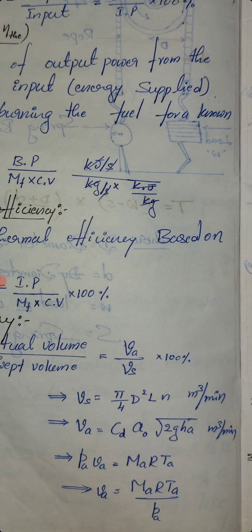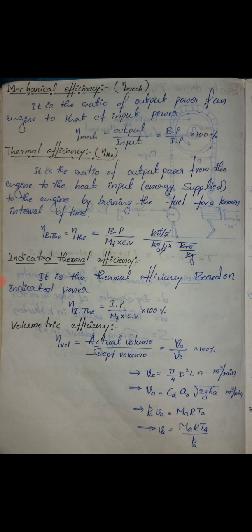So if they have given the orifice diameter, coefficient of discharge, and head of the water, then we have to apply the above formula, VA equal to CD into A naught under root 2gH_a. Or if they have given the atmospheric pressure, mass of the air, and temperature, we have to calculate VA equal to mRTa by Pa. These are the two methods to calculate the actual volume of the air.